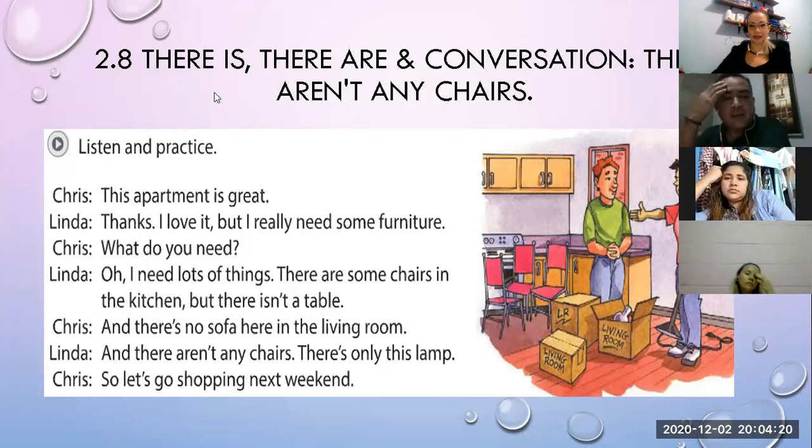This apartment is great. Thanks, I love it, but I really need some furniture. What do you need? Oh, I need lots of things. There are some chairs in the kitchen, but there isn't a table. And there is no sofa here in the living room. And there aren't any chairs. There is only this lamp. So let's go shopping next weekend.